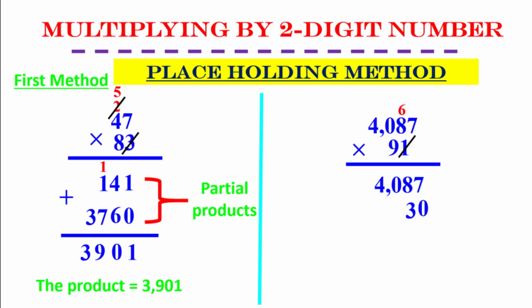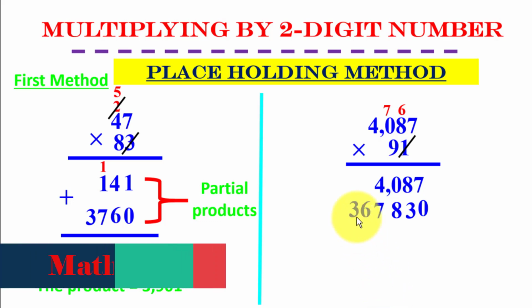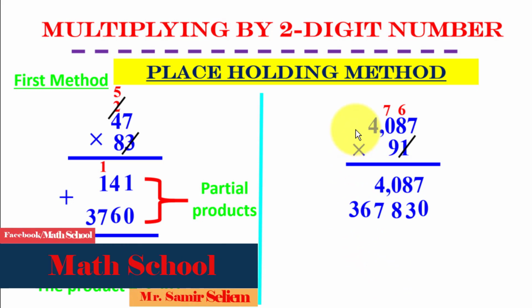9 times 8, guys, equals what? Yes, take your time. 72. 72 plus 6 equals 78. Write 8 and keep 7. 9 times 0 equals 0, so we will drop 7. Finally, 9 times 4 equals 36. We will write all 36 because no digits here to multiply.